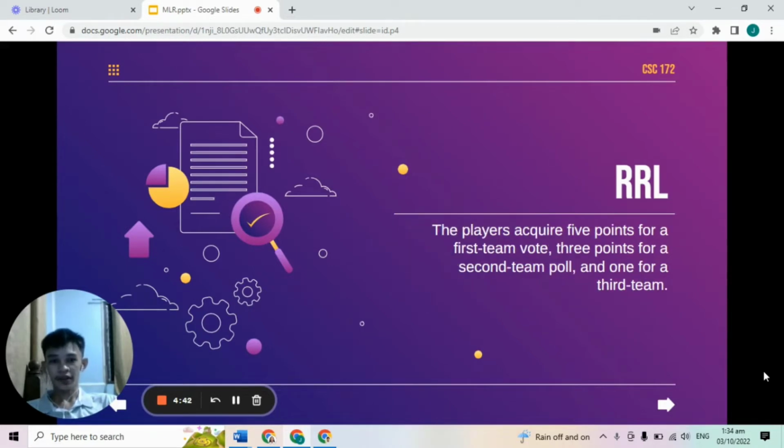The players acquire 5 points for a first team vote, 3 points for a second team poll, and 1 for a third team. In due course, and to account for positions or roles, the 5 players with the highest point tallies assemble the first team, the successive 5 draw up the second, and the remainder the third team.